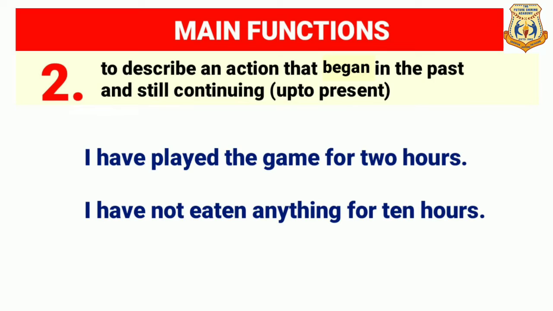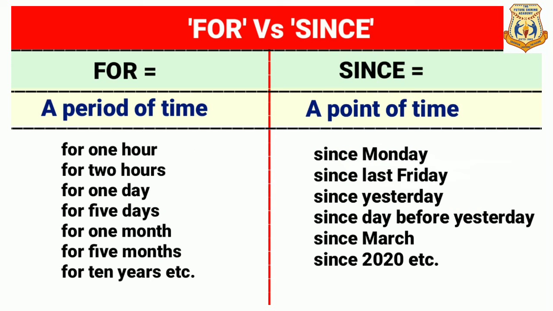Let's have one more example. I have not eaten anything for 10 hours. Here also you can see the fasting has started in the past and goes on till now, means up to present time. In such a situation, we should use present perfect tense. And in this case, we often use for and since in the sentences.